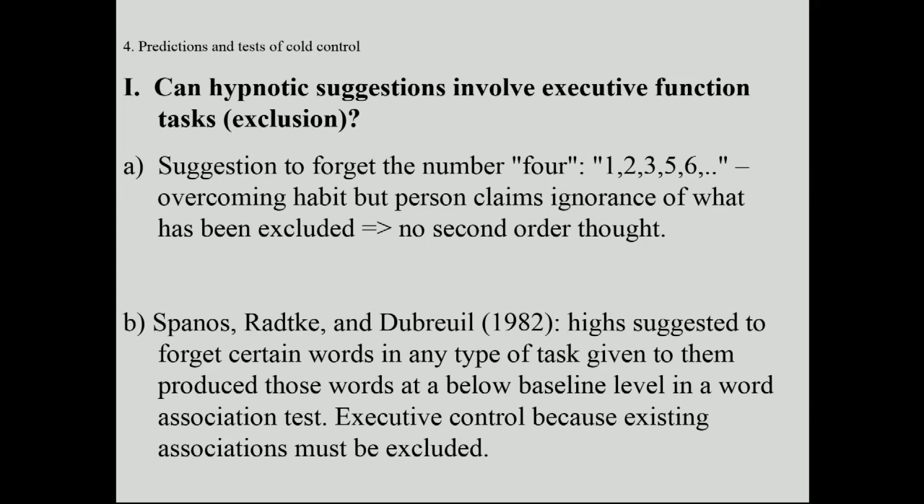In fact, Spanos was particularly good at showing, I don't know how many papers he published, but I believe it was well over 100, and in most of those papers, what they were about was showing how strategic hypnotic response can be. So for example, one of the tasks he gave people was to forget a certain word, and forget it in any context whatsoever. So, for example, you might be told to forget the word bone. And then when given a free association task, like dog, people would produce bone at below baseline levels.